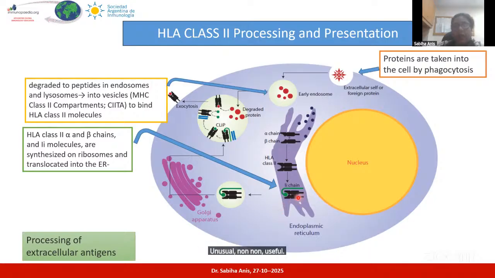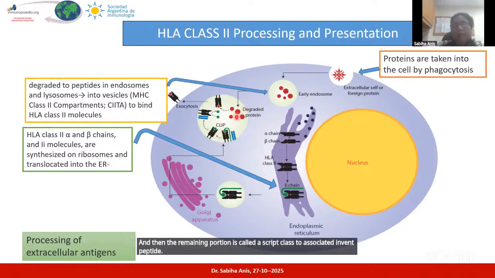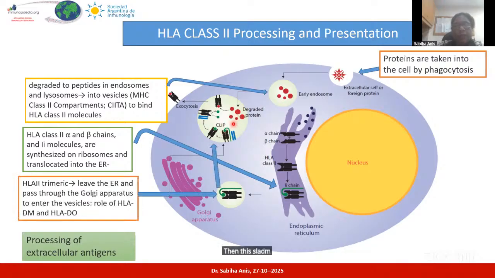Along with the invariant chain, it passes through the Golgi apparatus, and then goes into the MHC class 2 compartment, where we have HLA-DM and, in some tissues, HLA-DO molecules. What they do is chop off this invariant chain, and the remaining portion is called CLIP, the class 2 associated invariant peptide.